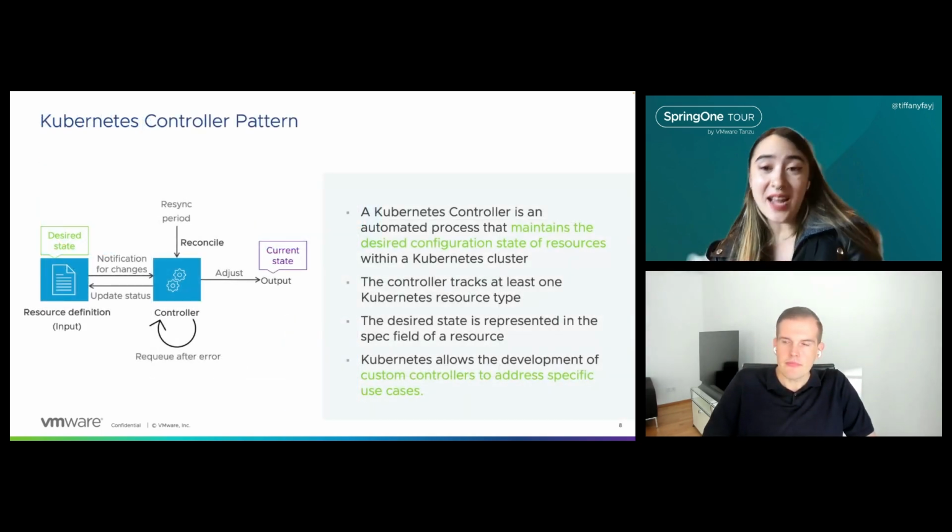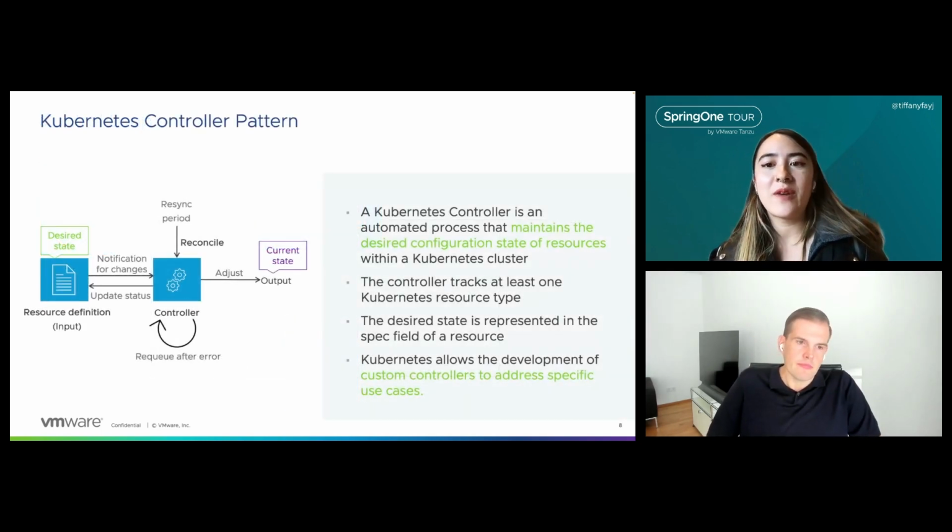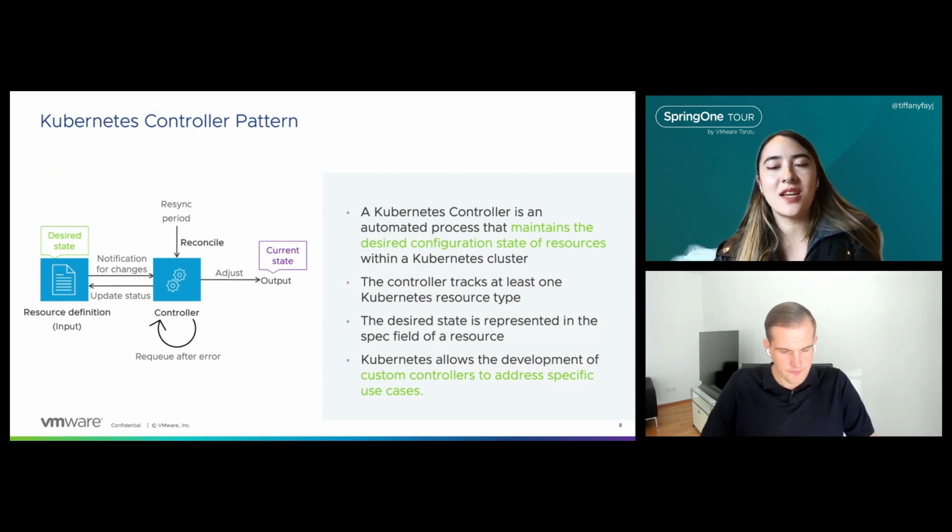So in Kubernetes, we have controllers, and these are control loops that basically watch the state of your cluster. Then they make some sort of request for changes where you need to have the current state get closer to whatever that desired state is. And these controllers track at least one of the Kubernetes resource types.